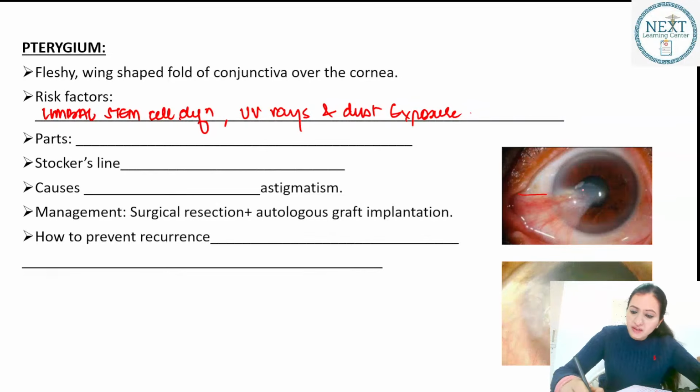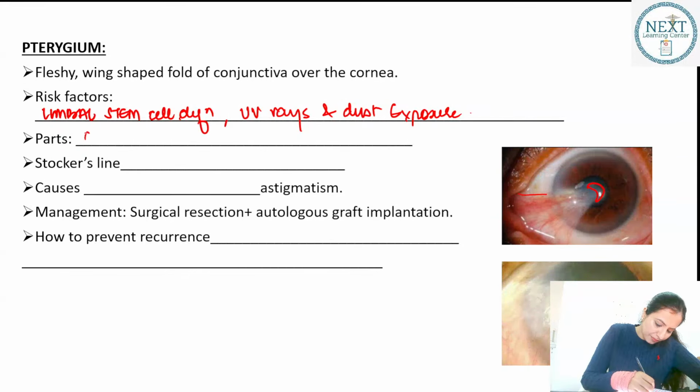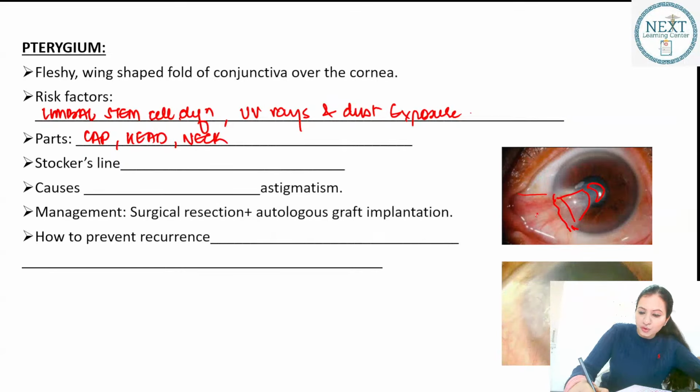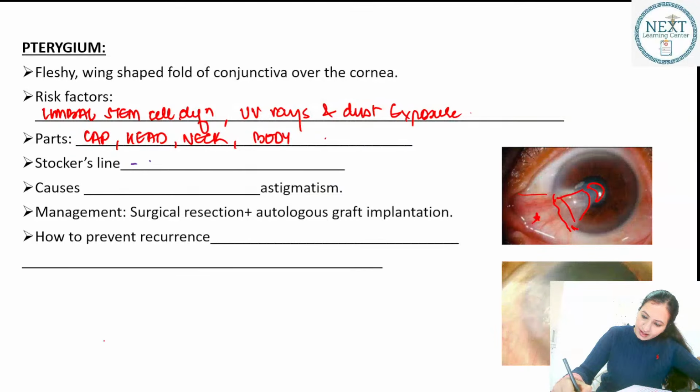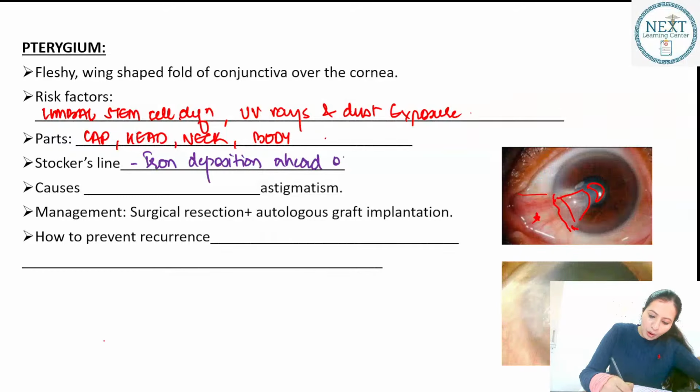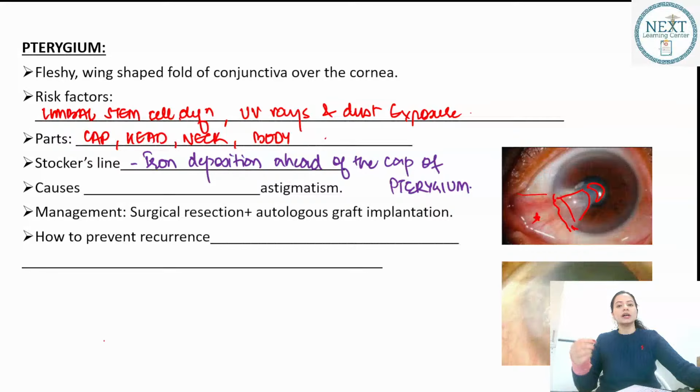If we talk about the parts of the pterygium, this is the cap, then you have the head, then the neck, which is the constricted part, and posterior most you have got the body of pterygium. One thing that is seen in pterygium is Stocker's line. It is nothing but this line, which is iron deposition ahead of the cap of pterygium, and when this is present, this indicates your pterygium is stationary.